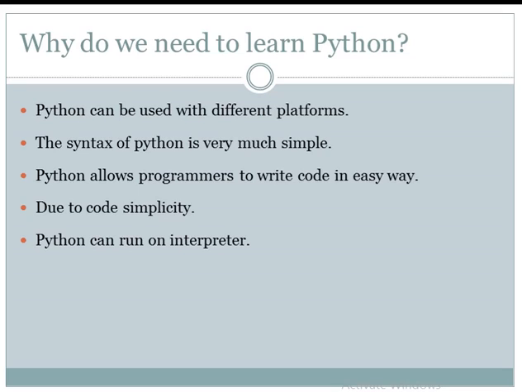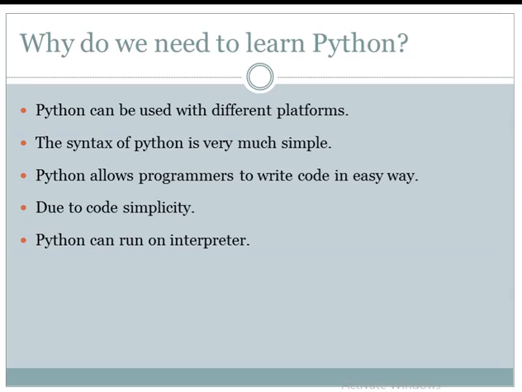Next, why do we need to learn Python? Python can be used on different platforms like Windows, Linux, Mac, Raspberry Pi and so on. The syntax of Python is very simple, like English syntax, with the use of white spaces during coding. Because of this, expressing logic using Python is very easy and simple. Python allows programmers to write code in a procedural way, functional way and also an object-oriented way. Due to code simplicity, many open source libraries used nowadays in machine learning, data science and other complex mathematics functionality are also very easily available in Python.